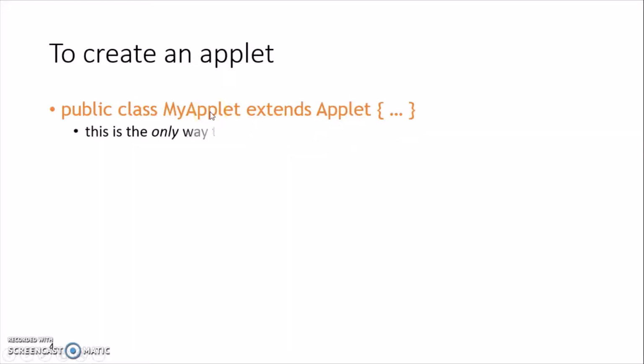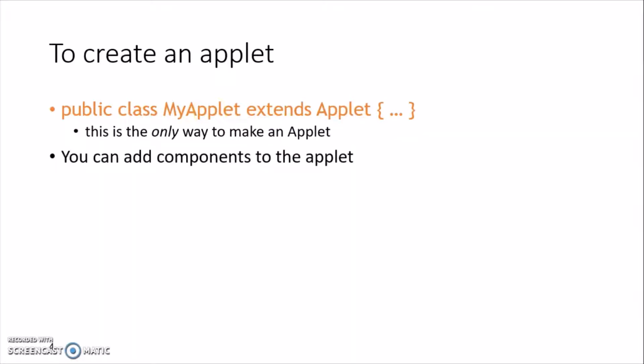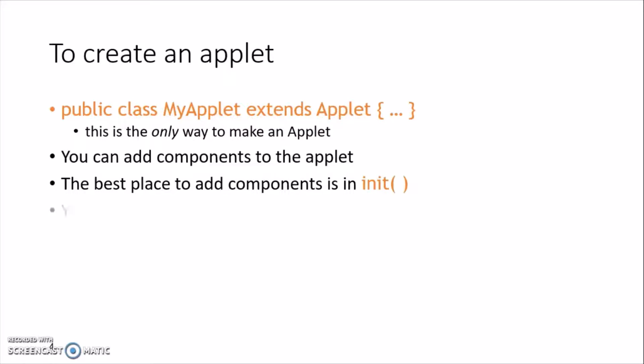If I want, I can add any number of components to my applet. If I don't want, I can just leave the applet empty. Here the components are nothing but buttons, checkboxes, text areas or text boxes. There are many components, and we will see in the future what the different components are. Next, where can I add these components? In the init method. We will see in detail what the different methods used in the applet are and their specifications.